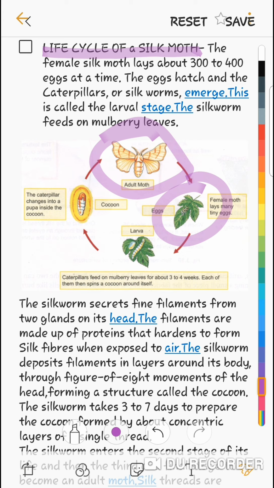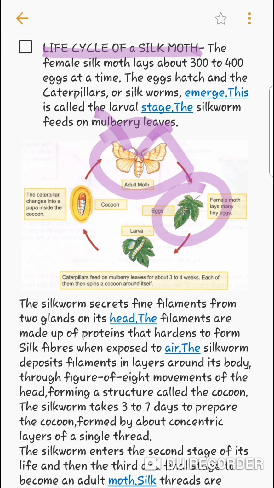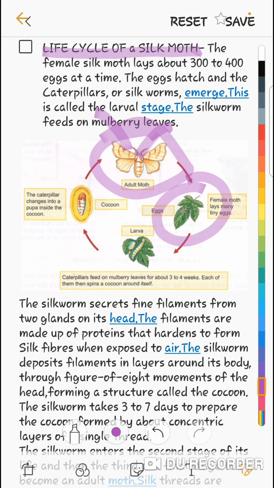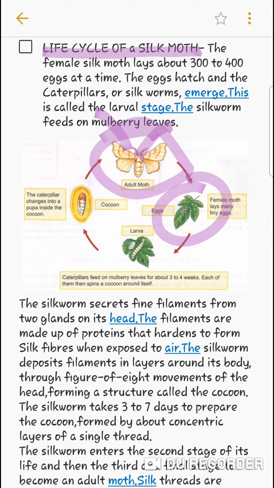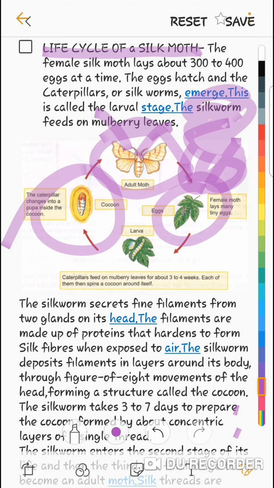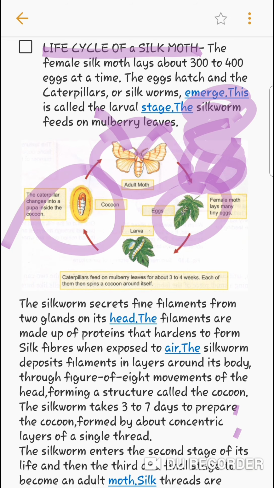The silkworm secretes a fine filament from two glands on its head. The filaments are made up of proteins that harden to form silk fibers when exposed to the air. The silkworm deposits the filament in layers around its body through a figure of 8 movement. Continuously doing it this way, it forms a structure called the cocoon. The silkworm takes 3 to 7 days to prepare the cocoon, formed by concentric layers of a single thread.